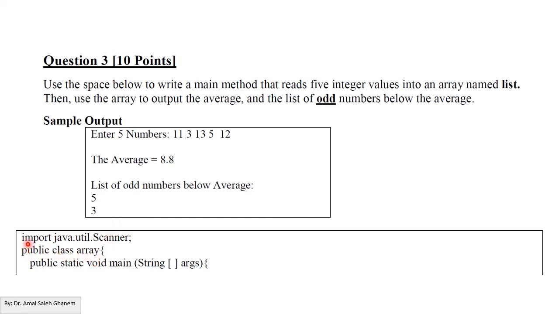Usually you will have the headers of the program and then you will start writing your program. So the technique here is create an array, read the elements, save them in your array, and then find the summation of all the elements and divide by 5 to find the average. After that, you have to go through each element in your array, which means do another for loop. And then you should have an if condition saying if the list at location I is below the average and also it's an odd number, then I have to do System.out.println of the element at location I.